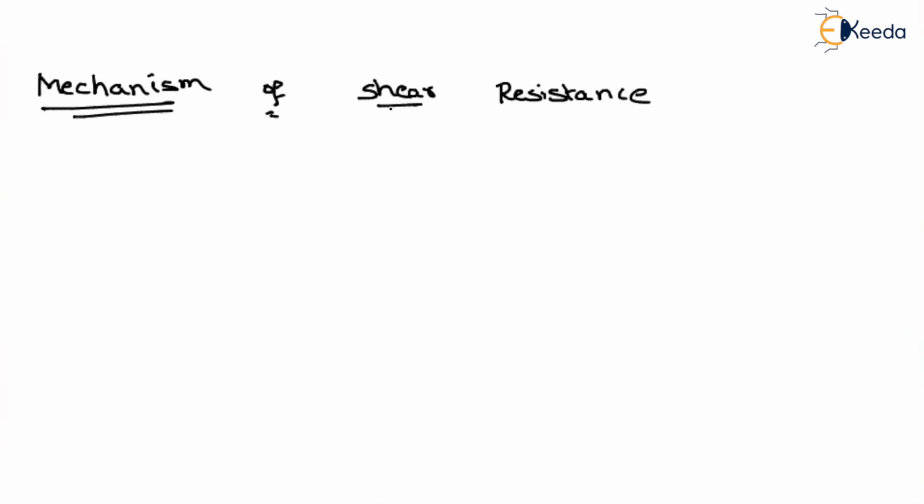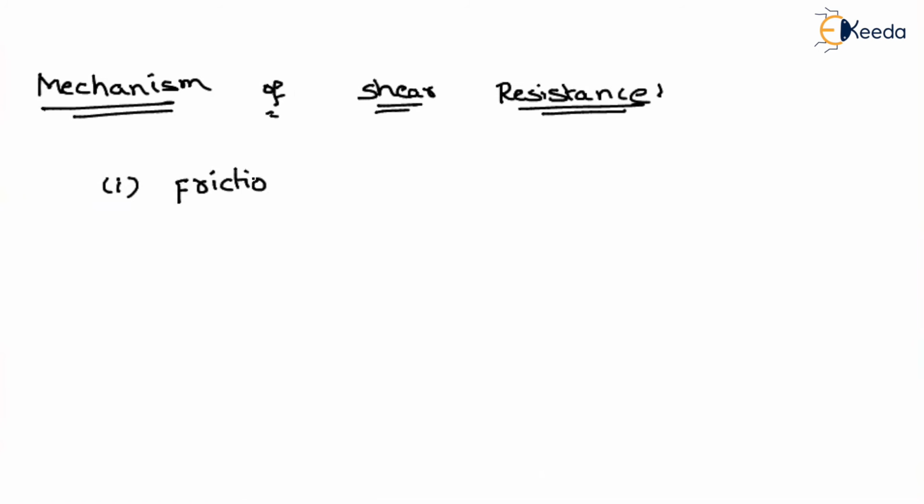Let us discuss what the mechanism is. That means how the shear resistance is generated in the soil mass. Thus, we can say, what is the mechanism of shear resistance? So, in general, three different mechanisms exist. The first one is nothing but frictional resistance.